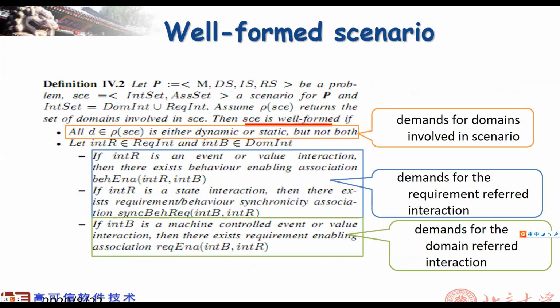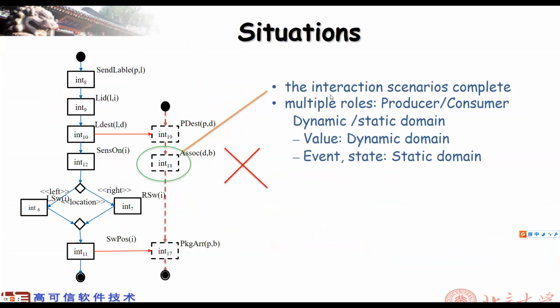First, we define well-formed scenarios. We give a very formal definition, but it is difficult to read. Actually, it covers two situations. The first is that we want the interaction scenarios to be complete. By complete, we mean that, for example, in this scenario graph, there is an expected interaction here, but we don't have any behavior interaction related to it. This means this requirement reference or constraint is not supported by any behavior interaction, so it can't be realized. In this situation, the interaction scenario is incomplete.